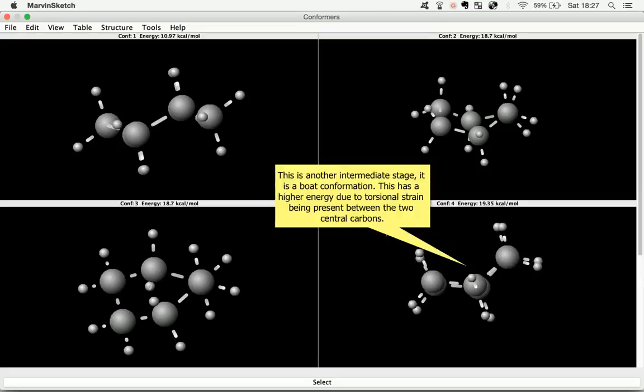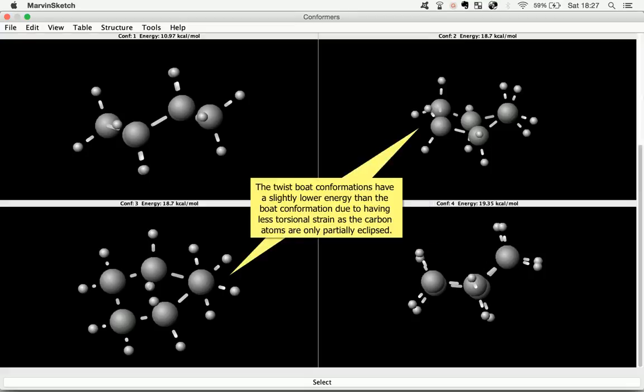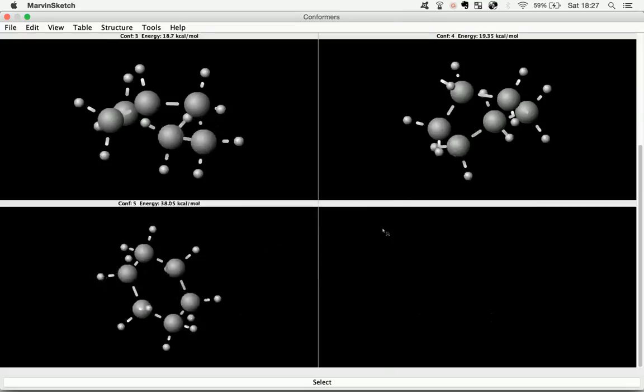This is another intermediate stage. It is a boat conformation. This has a higher energy due to torsional strain being present between the two central carbons. The twist boat conformations have a slightly lower energy than the boat conformation, due to having less torsional strain, as the carbon atoms are only partially eclipsed.